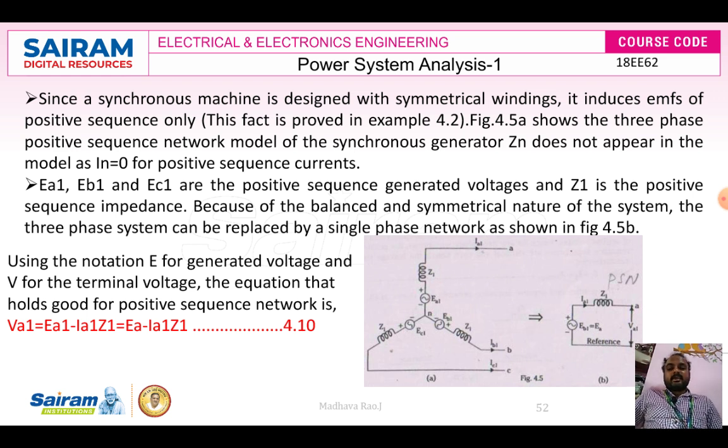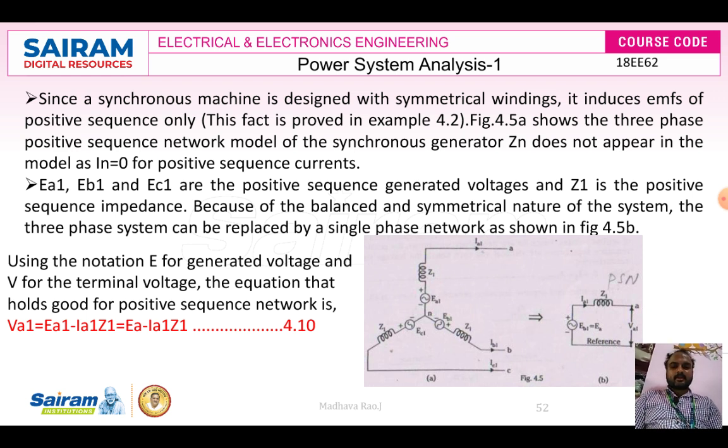Since EA1, EB1, EC1 are the positive sequence generated voltages, Z1 is the positive sequence network. So these are symmetrical. Symmetrical means three-phase faults we can analyze on a single-phase basis, as shown in the figure. Using the notation E for generated voltages and V for terminal voltage, if you write V in terms of positive sequence, VA1 is equal to EA1, the induced EMF, minus IA1 into Z1.